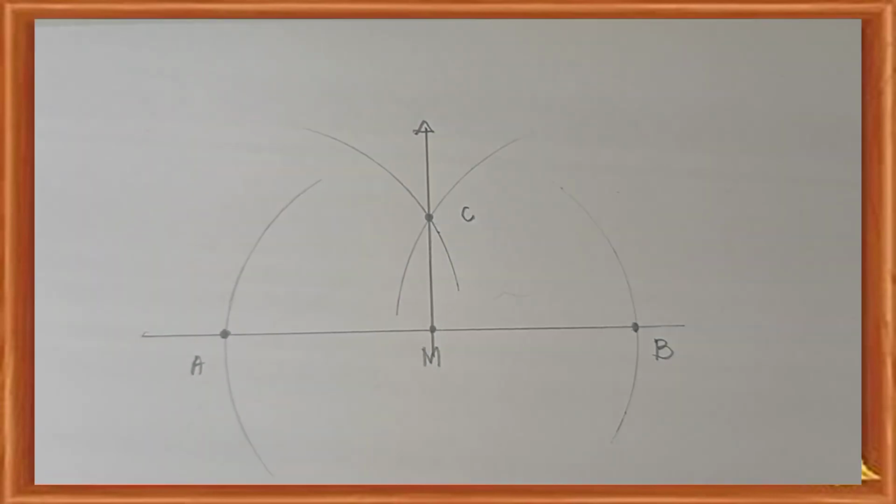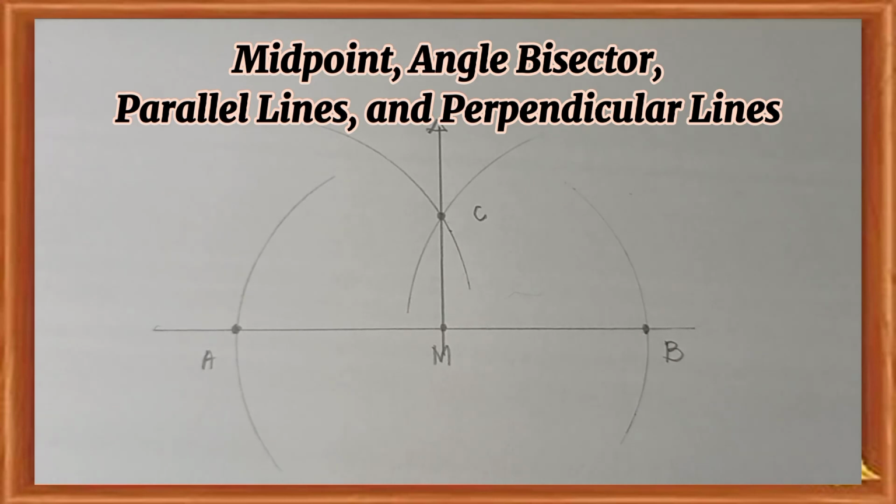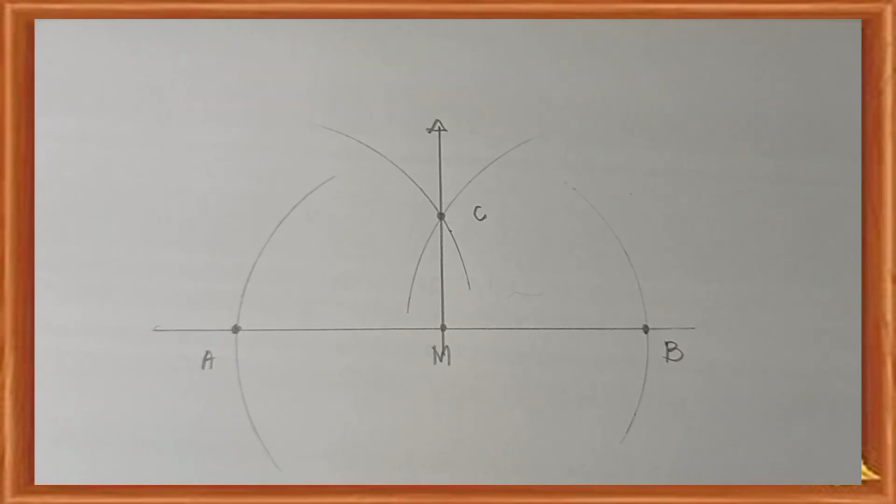We are done constructing the midpoint of a segment, an angle bisector, parallel lines, and perpendicular lines. Using a straight edge and a compass, perform the following task. Find the midpoint of AB in your learning packet, the angle bisector, then construct perpendicular lines and parallel lines, and answer the assimilation phase and the reflection phase.